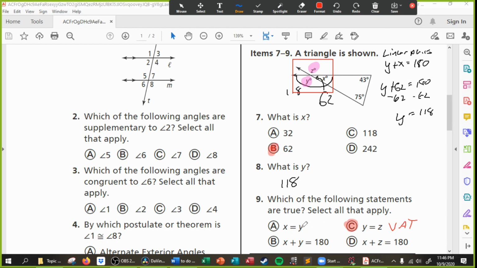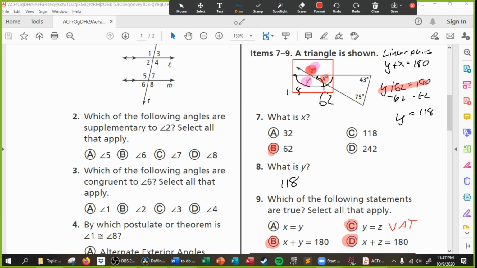Now we have x plus y equals 180. Well, that's how we solved for this one. So we're going to definitely say that one's true. And then x plus z, well, that's the same thing. That's just the other side of those vertical angles. So that one is true.